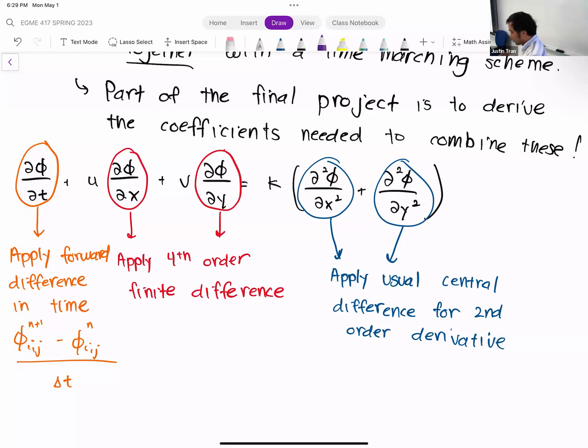So far, it's our usual technique. The only difference is that we've applied our fourth order finite difference scheme to the convection derivatives. Okay. Next step.